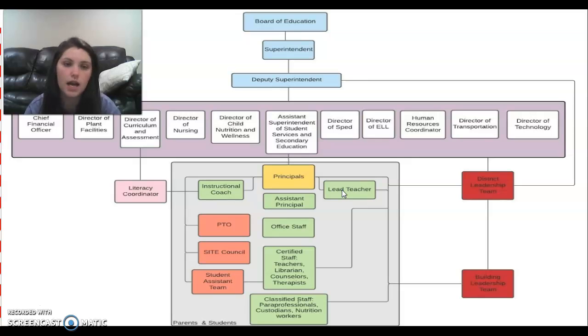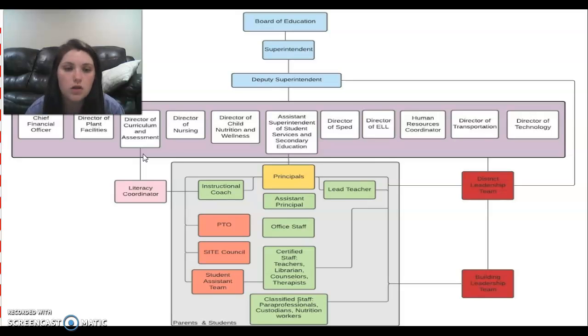And then to the other side is our instructional coach. They are in charge of supporting teachers within the curriculum and helping us with testing. But above the instructional coach, they get all their information from the literacy coordinator and the director of curriculum and assessment. So the information about our curriculum gets passed down through the director there, and then our literacy coordinator, and then it goes to the instructional coach, and then it gets passed down to our teachers.